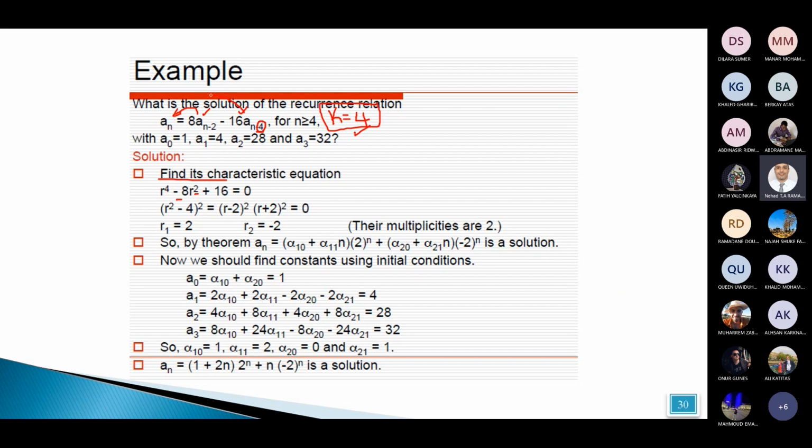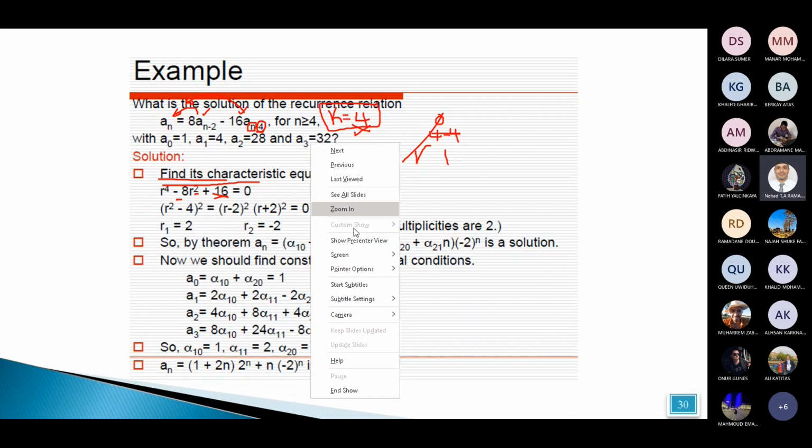Third term, we send this one there. It's minus 16, becomes plus 16 r^(4-4). So it's r^0, r^0 is 1. 1 multiplied by 16 is 16. Okay, so we have this characteristic equation.